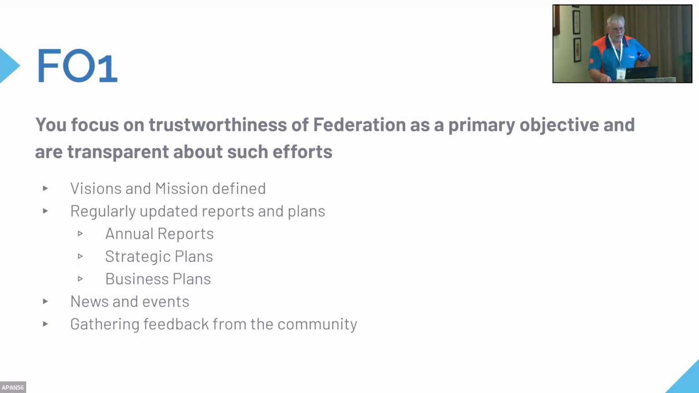With regards to transparency, we have regular updates and reports, and communicate out our plans into the future. So we have an annual report which says how we've done in the past year. We have a strategic and a business plan about where we're going into the future. So that's really about being transparent with our users and letting them know what's coming their way and what they should be expecting out of the Federation. We also have news articles and we run events to get people in to talk about Federation.